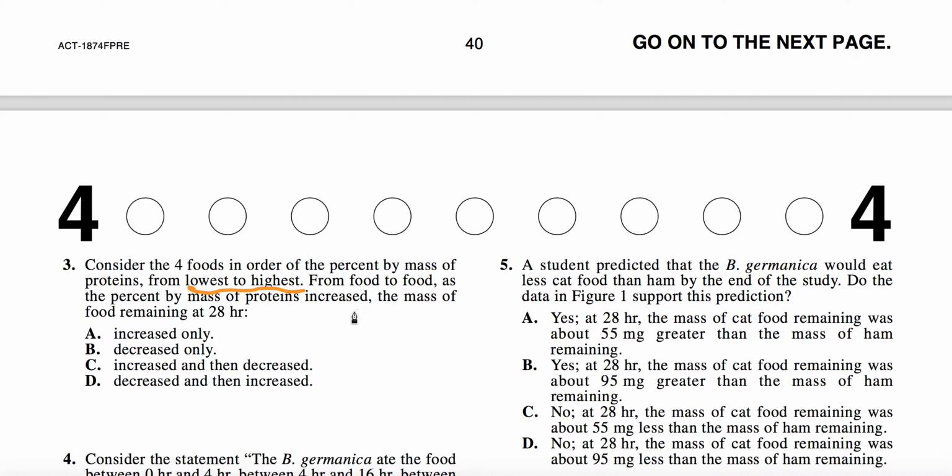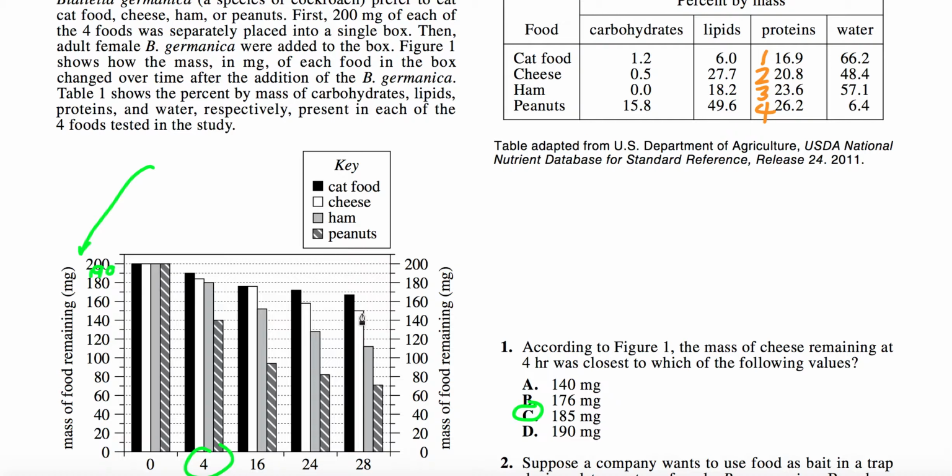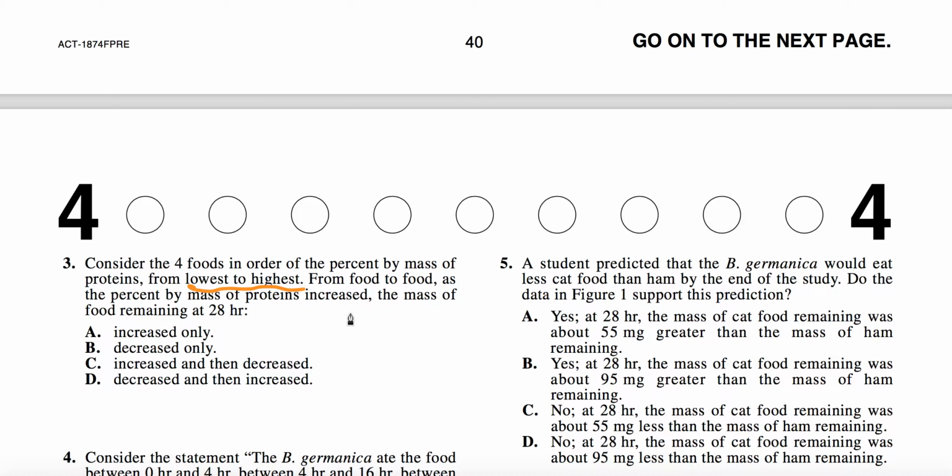And we want the mass of food remaining at 28 hours. So it's from cat food to cheese to ham, peanuts. It goes right down. It looks like the mass of food remaining decreased at each time slot if we increase percent protein only. So go with B here.